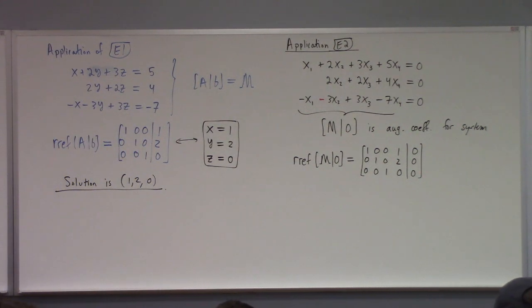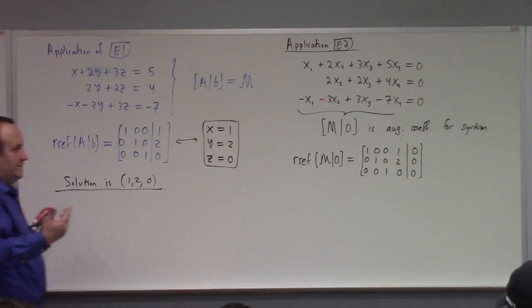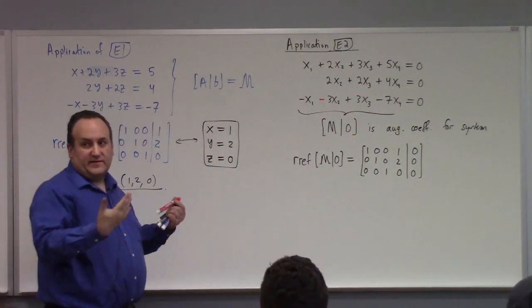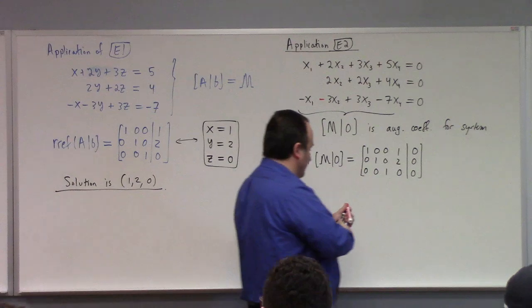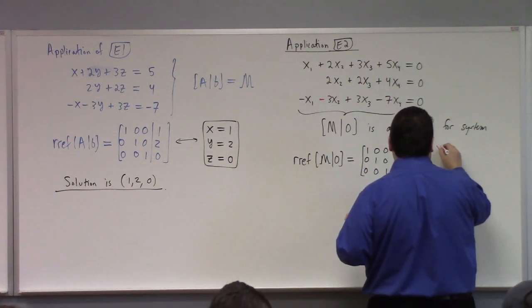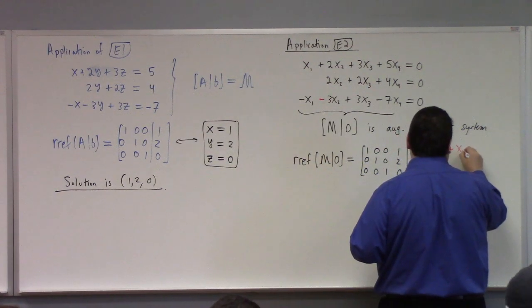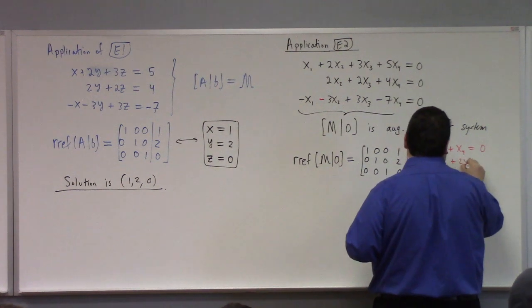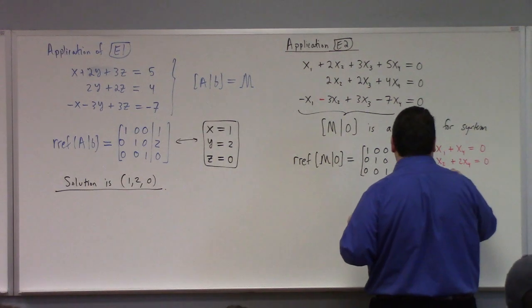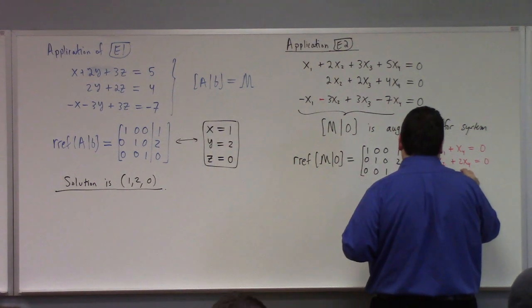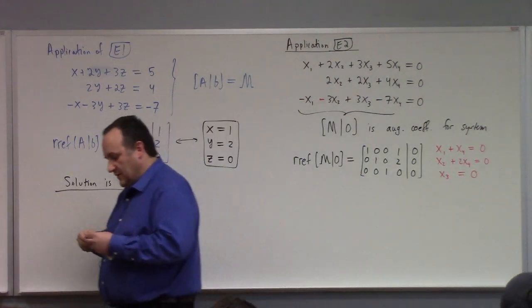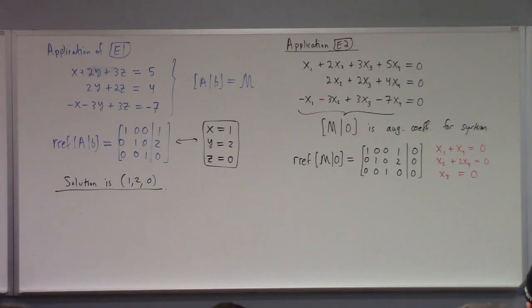So my point is we don't have to do any additional calculation to see that the row reduction of this matrix is this. We already have it, right? Now let's interpret it. What do these mean? This means that x1 plus x4 is equal to 0. This means that x2 plus 2x4 is equal to 0. This means that x3 is equal to 0. That's the system of equations that corresponds to the reduced row echelon form.